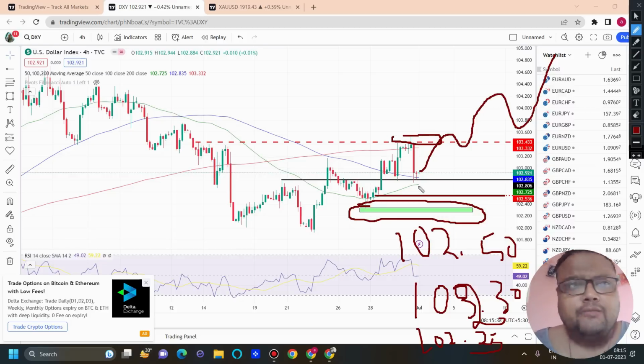And as I said, if DXY wants to continue the upside, then obviously it will have to cross this level so that it can move higher.